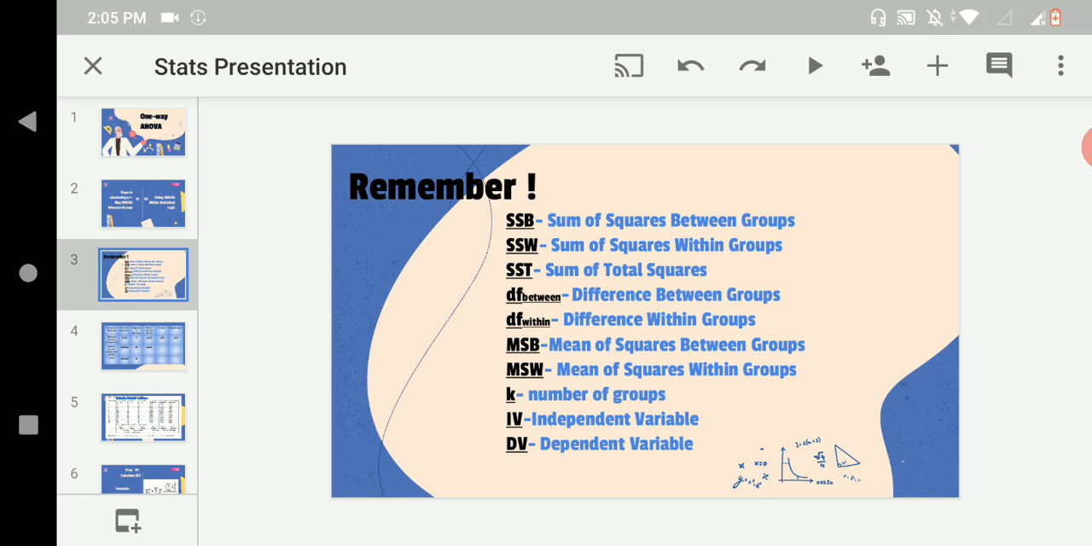SSB, sum of squares between groups. SSW, sum of squares within groups. SST, sum of total squares. DF between, degrees of freedom between groups. DF within, degrees of freedom within groups. MSB, mean of squares between groups. MSW, mean of squares within groups. K, number of groups. IV, independent variable, and DV, dependent variable.